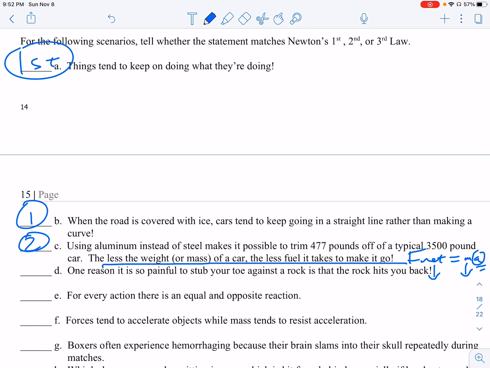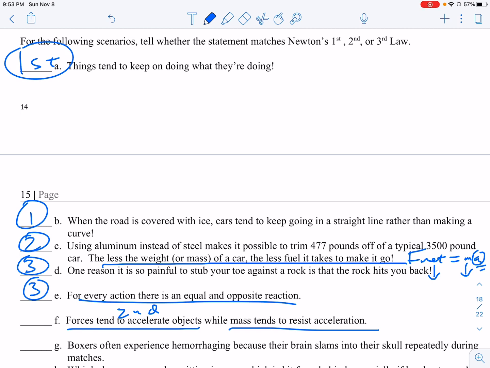The rock hits you back. That's the reaction force. That's the third law. You hit a rock hard with your foot, it hits back with the same force. For every action, okay, that's the third law. Forces tend to accelerate while masses tend to resist. That is the second law. That is the law of inertia, the first law. So it's a combination of 2 and 1.